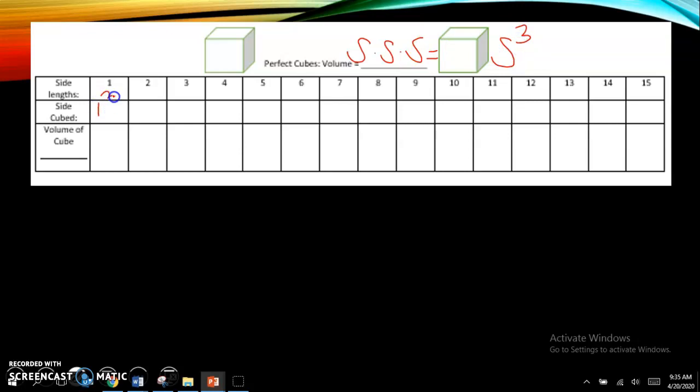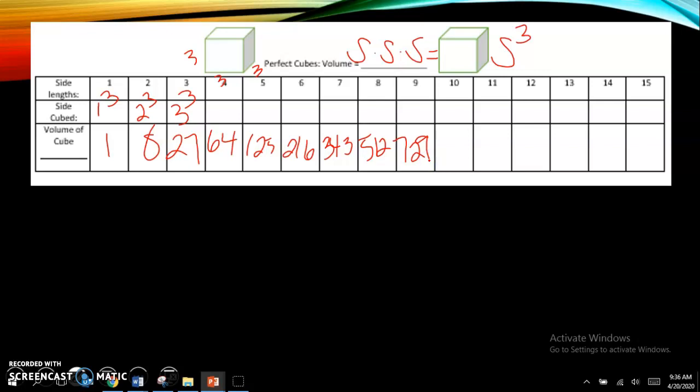So 1 to the third power, 1 times 1 times 1 is 1. 2 to the third power, 2 times 2 is 4, times 2 is 8. 3 to the third power, 3 times 3 times 3 is going to be 27. 4 to the third power is 64. 5 to the third power is 125. 6 to the third power, 216. 7 to the third power is 343. It's kind of weird. I don't have these memorized, honestly. I'm kidding. 8 to the third power is 512. 9 to the third power is 729.